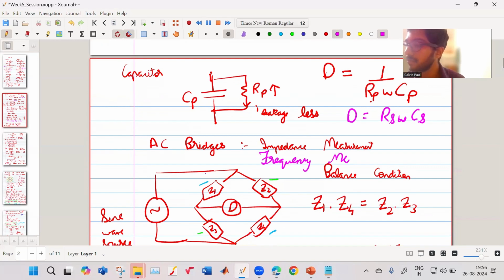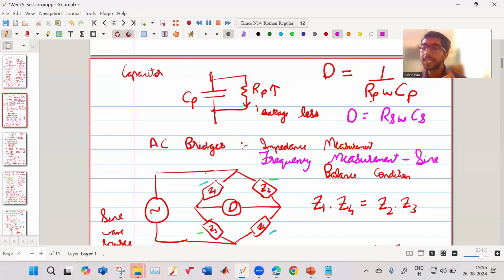We also saw a sum for that. At balance condition, Z1 into Z4 is equal to Z2 into Z3. And this frequency measurement is only for the sine wave. It is not possible for any wave. These AC bridges are also valid only for the sine wave.